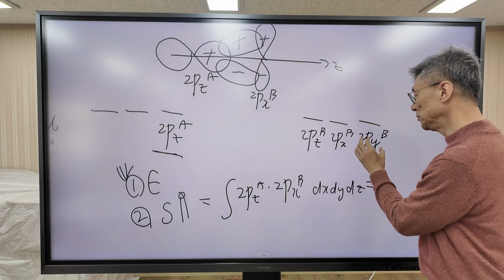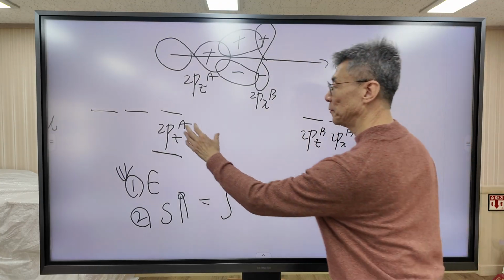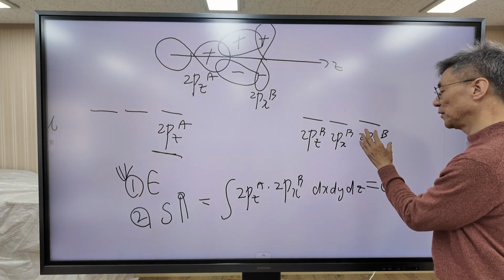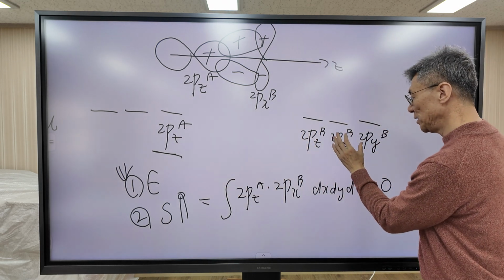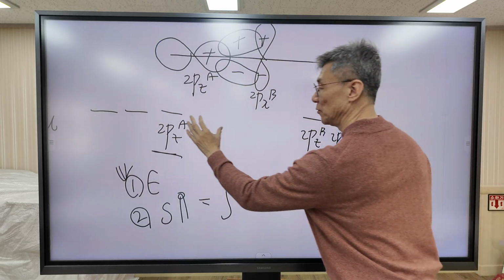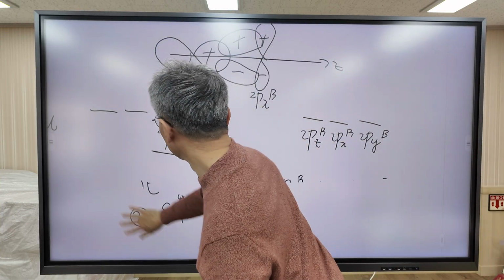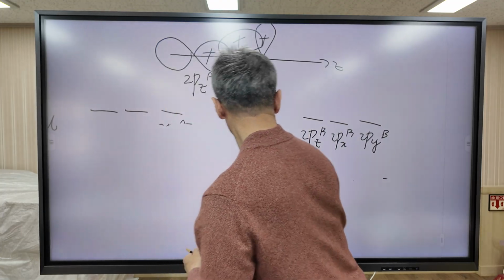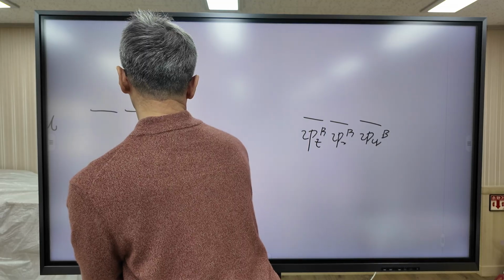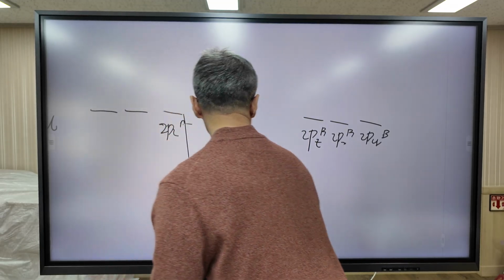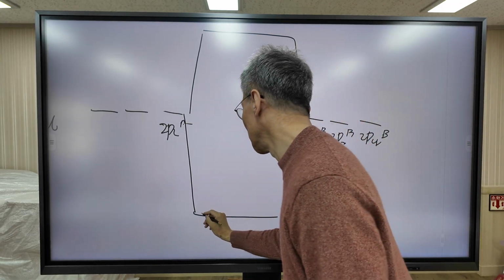Similar logic applies to the 2py orbital. The 2py orbital is just perpendicular to both of these. So the 2pzA orbital cannot interact with the 2pxB or 2py orbitals. It only interacts with the 2pz orbital. So 2pz only interacts with 2pz orbital. So this bonding orbital looks like this.